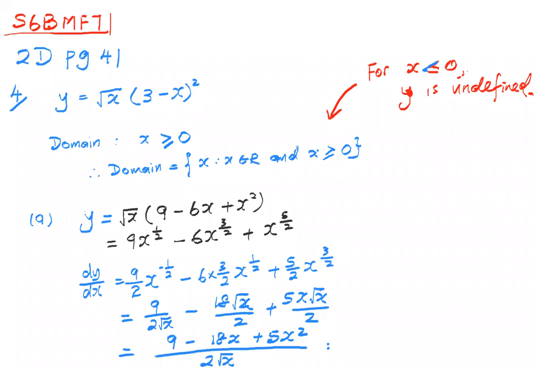So I factorize it. 3 minus 5x, here is x, over 2 root x. So I can do it like that without using product rule. Can or not? I just expand and get the answer. Okay?